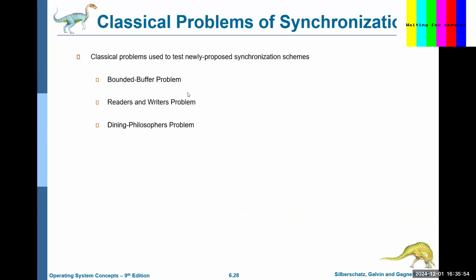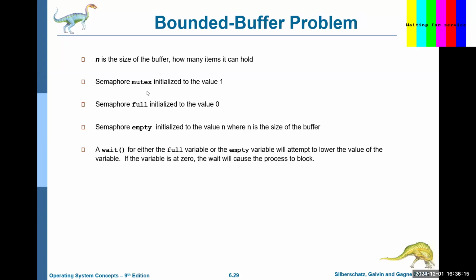So we're going to end with these three classic problems of synchronization, which everybody learns in this course, especially the last one, which is the most memorable. Bounded buffer, readers-writers, and dining philosophers. We talked about bounded buffer before, and it's related to readers-writers. We talked about this before, but we're just going to see it a different way now.